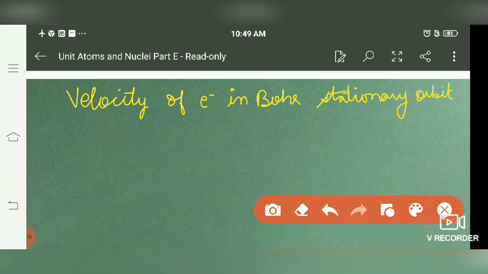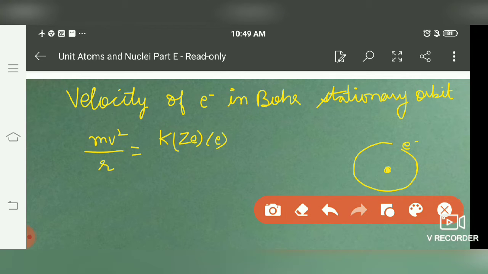As we know, electrons revolve around the nucleus due to the electrostatic force of attraction, which provides the centripetal force. That means the centripetal force mv² upon r equals k, that is 1 by 4 pi epsilon naught, into Z charge on the nucleus, charge on the electron, divided by r². From this we get r equals kZe² upon mv². Let this be equation 1.